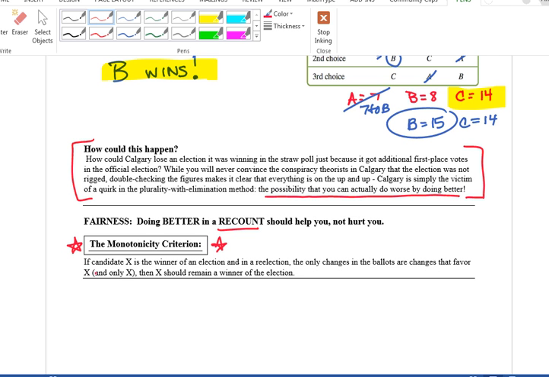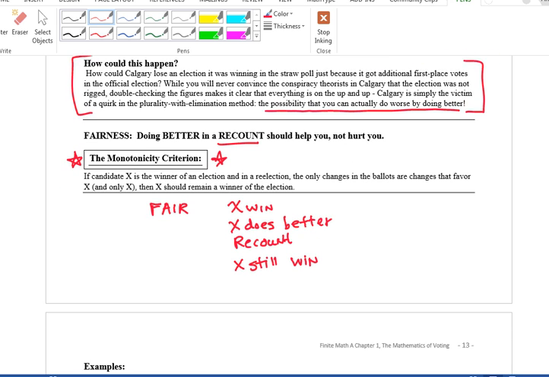So monotonicity says if candidate X is the winner of an election, and in a re-election, the only changes in the ballot are those that favor candidate X and only X, then X should remain the winner. So in other words, it is only fair if X is our winner, and then X does better, and we recount the vote, we want X to still win. If X does better and X loses because of that, we would say that is not fair. That is a violation of the monotonicity criterion. All right, so that's our last fairness criterion.